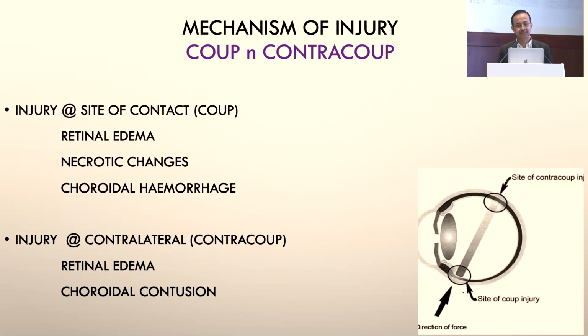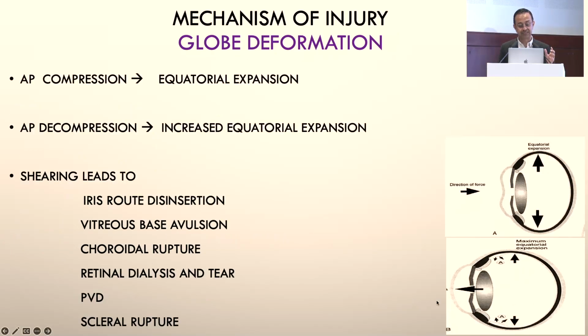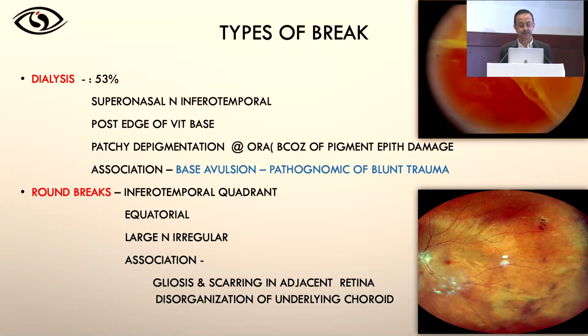And what are the mechanisms? This is for the sake of postgraduates. It can be a coup or a contrecoup, which is classically illustrated in the figure. That leads to various directions of forces leading to shearing, which can lead to retinal detachments.